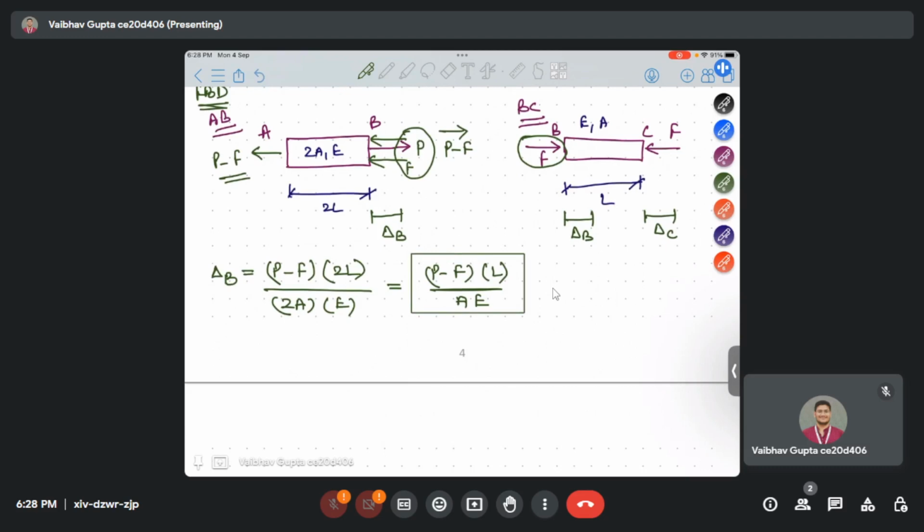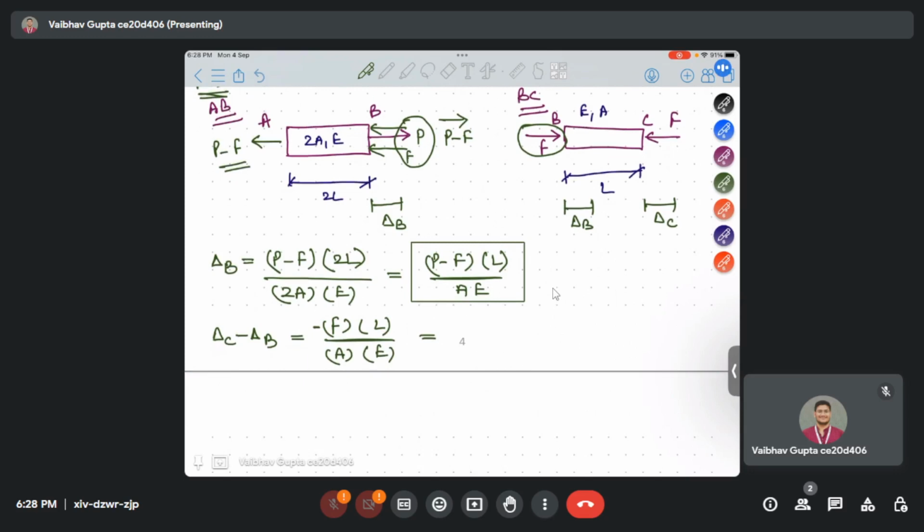Now for BC, the relative change is delta C minus delta B. What is the force applied? F. L is L here, A is A and E is E. Here a negative will come. Why? Because F acts as a compression. For tension we take positive, for compression we take negative. Why didn't we take minus of P minus F? Because at AB this is going towards the tension side. So that's why P minus F.